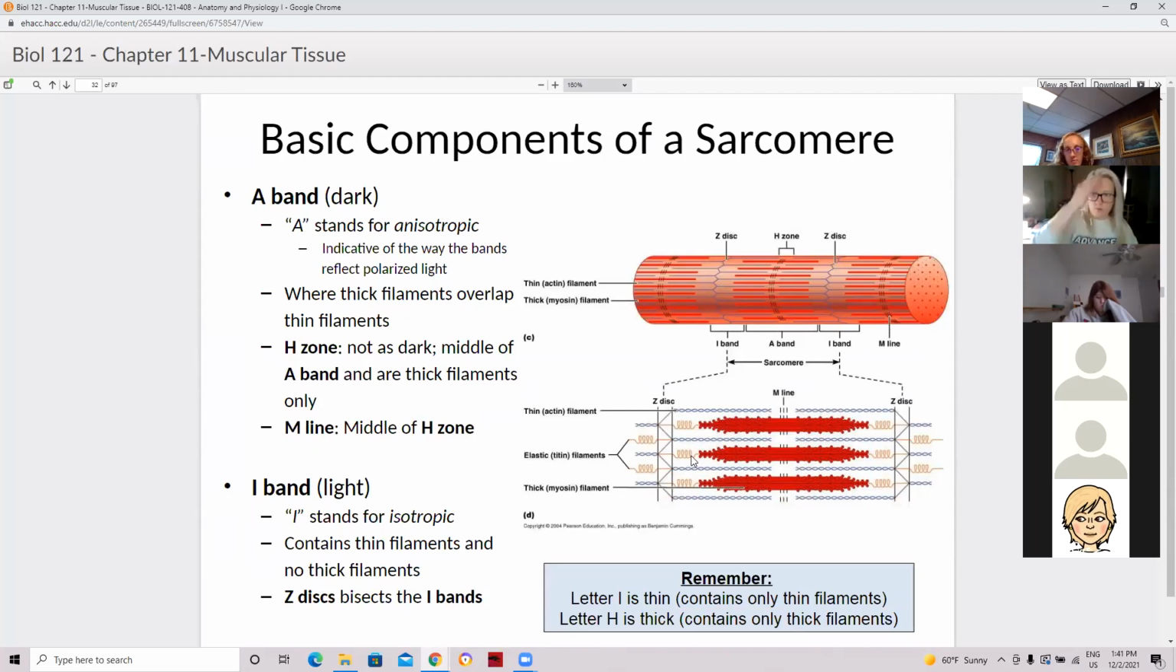A band stands for anisotropic, which is indicative of the way the bands reflect polarized light. This is where the thick filaments overlap with the thin filaments.